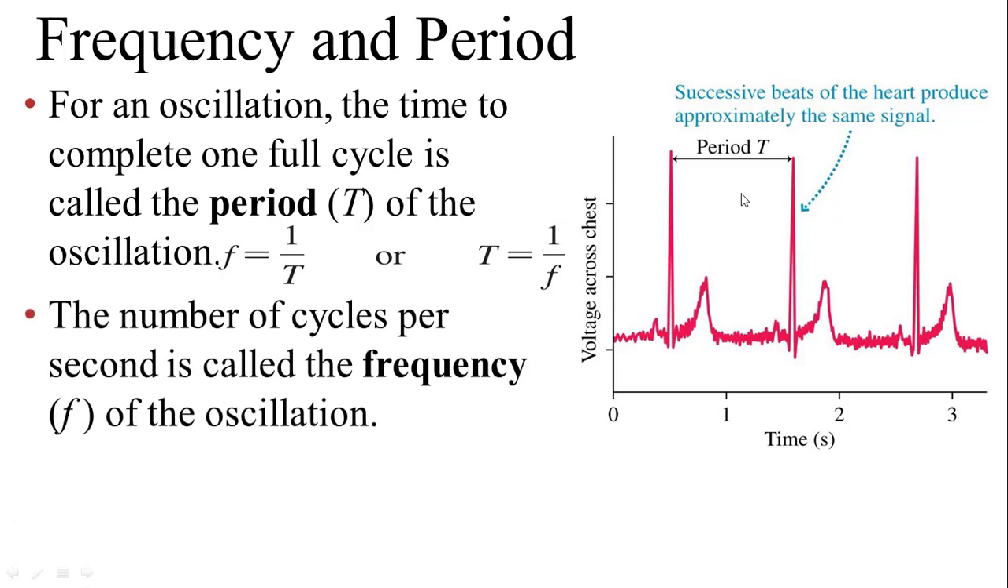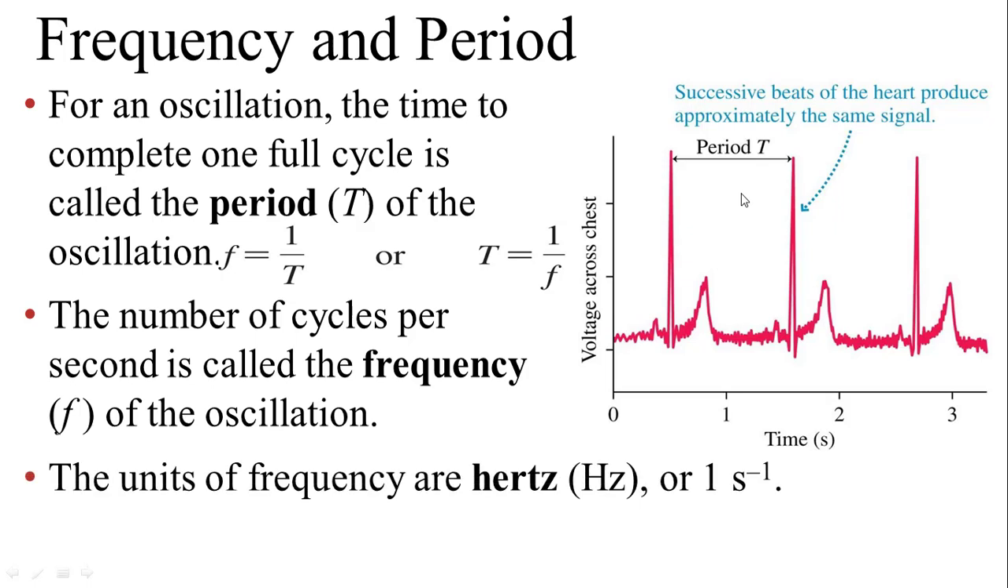The number of cycles per second is called the frequency, and it is denoted by f. The unit of frequency is hertz or per second, and the unit of time is seconds. So both are reciprocal to each other.